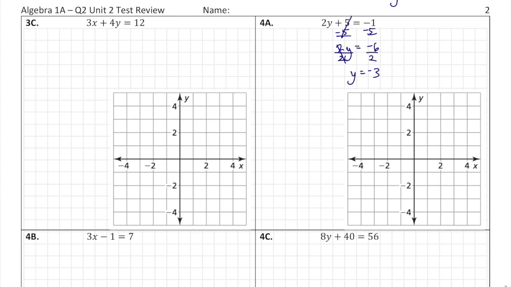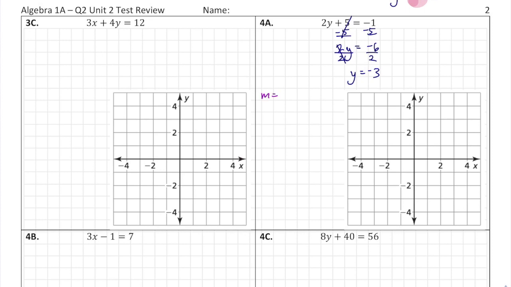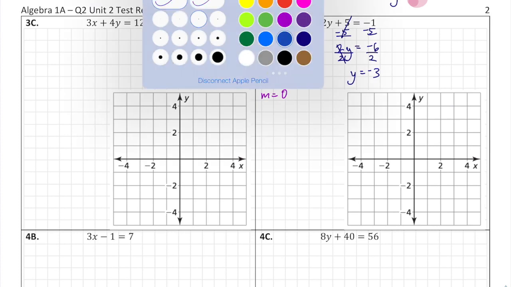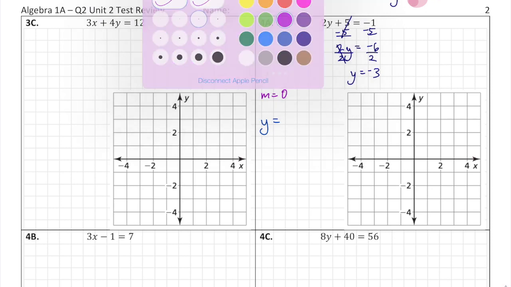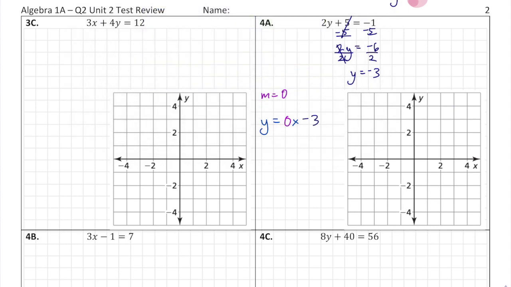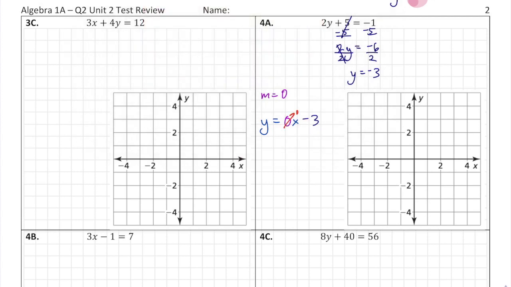Now, because I don't see this part, this is telling me that my slope is actually equal to 0. Okay, because if I plug this in, it would be y equals 0 times x, and then I would have the -3. Because anything times 0 will be 0, this actually cancels out, and we don't have to write it. So that's why we get to this form right there of y equals -3.